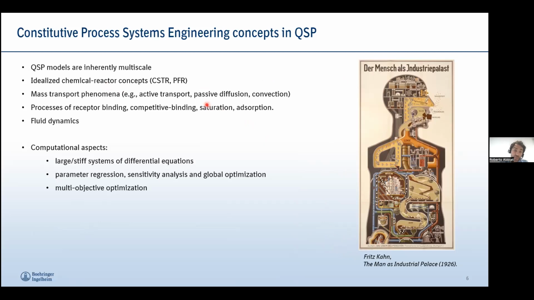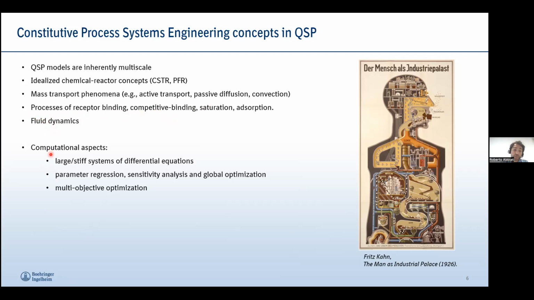So these models, as we said, are multi-scale. They can be represented as a connected set of reactors with different characteristics. We have mass transport phenomena. We have processes of receptor binding, competitive binding, and we certainly have a component of fluid dynamics as well. For numerical aspects, we deal with large systems of differential equations. These systems may be stiff. We need appropriate software tools and skills to utilize these models.